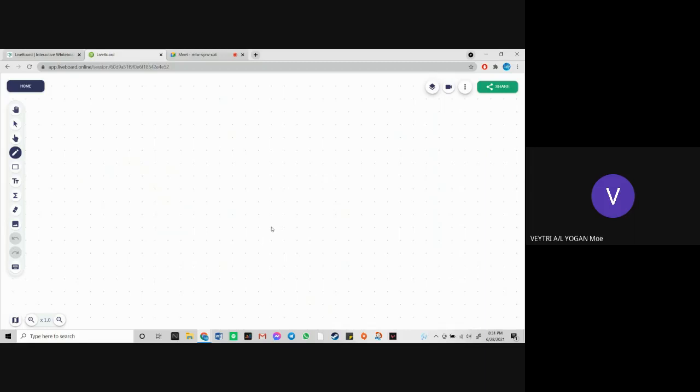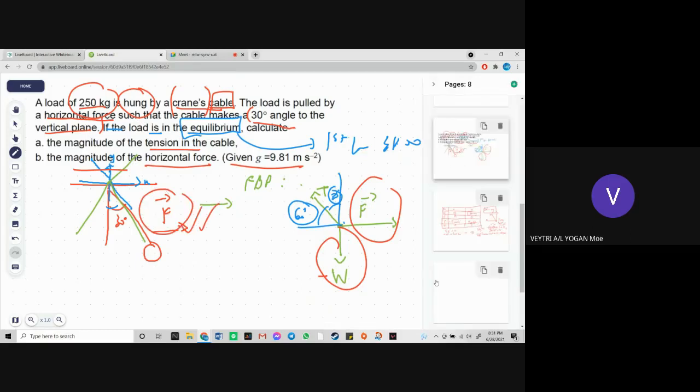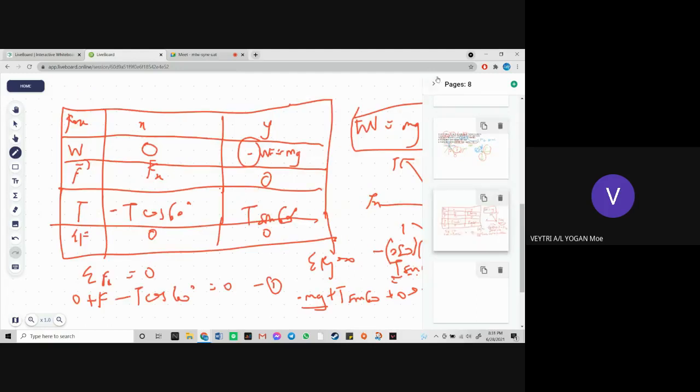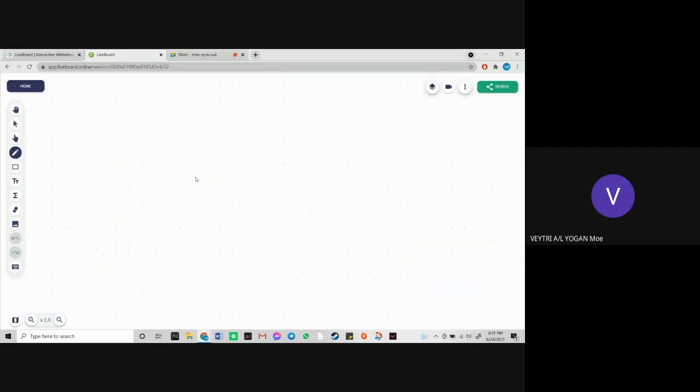Okay, for question B, dia cakap apa? Magnitude of the horizontal force. Basically yang ni lah kan, horizontal force. So what do? You dah ada, remember or not? You guys have already got the equation, first equation, second equation. Value for T pun sudah ada. Okay. Value for T ni, masuk je lah dekat sini. You get a value cos 60 equals to 0. Kenapa? You nak find force dekat sini. Just put in the T value, get the value of the force. Okay, so your value of your force will be 1417 Newton.